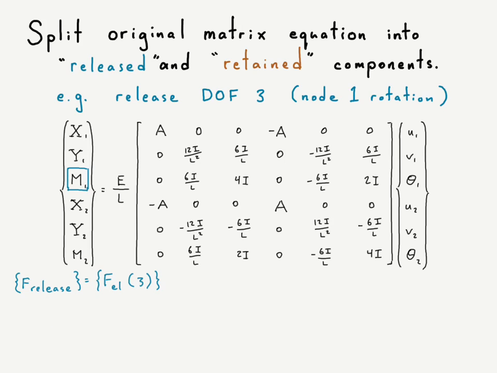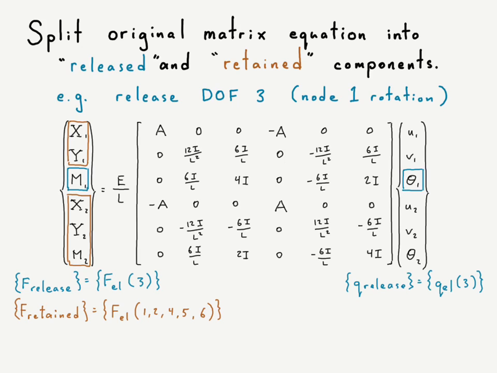We want to release that third degree of freedom. Similarly, we select the element within our displacement vector. That's the theta 1, or rotation at node 1, and that's going to be our released component. We do the same thing for our retained degrees of freedom, right? So we're just splitting these vectors up into our released and our retained portions.